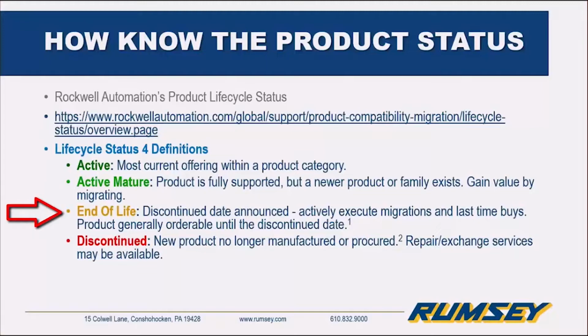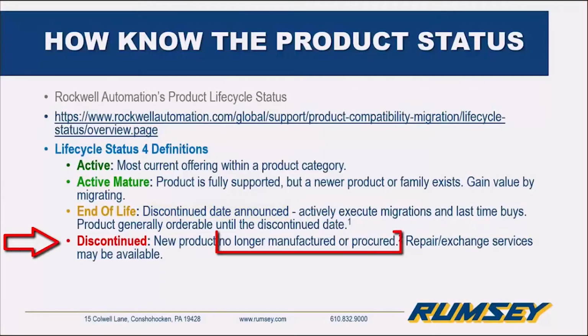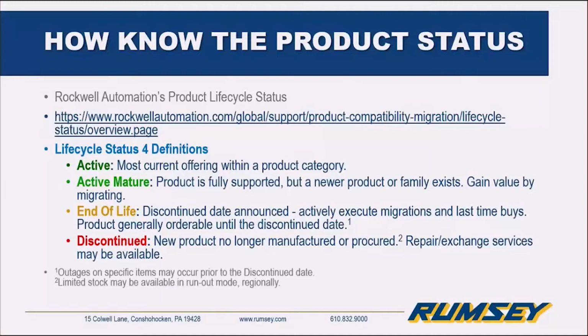Then there's end of life. This is definitely a status of your product where you'd want to make some sort of planning to get that into a more current, newer product. And discontinued is even more urgent. If you have a discontinued product, that means you cannot get it brand new anymore for certain, but also if you want to send it to Rockwell for repairs or exchanges, there may be some issues with that, and it just simply may not be repairable. So those are some of the footnotes down the bottom, outages, things like that.